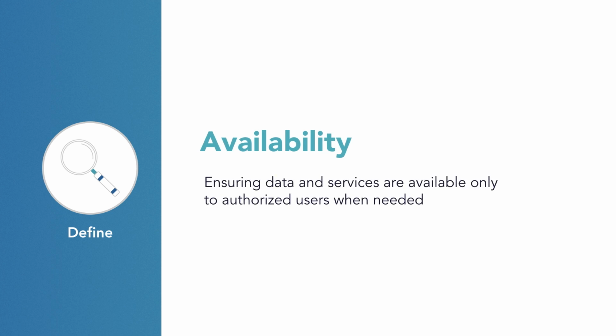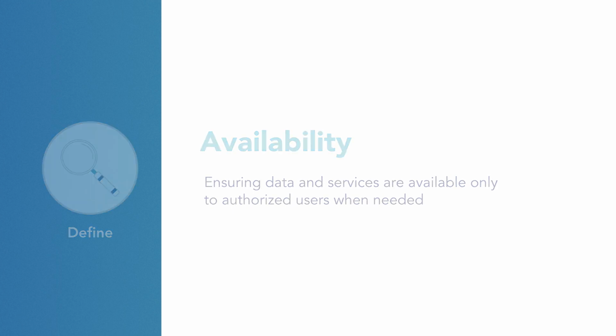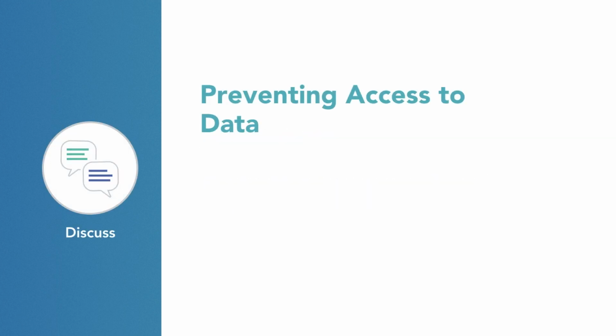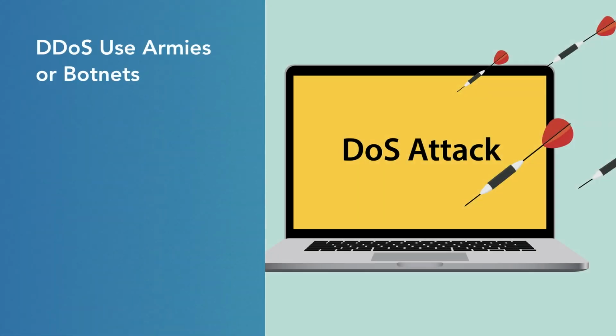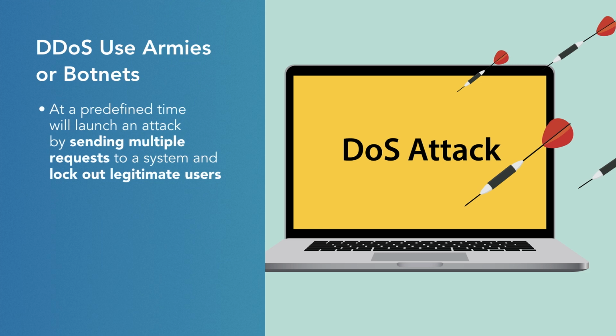Availability is ensuring data and services are available only to authorized users when needed. When authorized users need access to data, they should be able to reach the data. One threat against availability is a distributed denial of service attack, or DDoS, which is an effort to interrupt or suspend services to legitimate users. A DDoS will use armies or botnets, which lie in wait at a predefined time and will launch an attack by sending multiple requests to a system and lock out legitimate users.